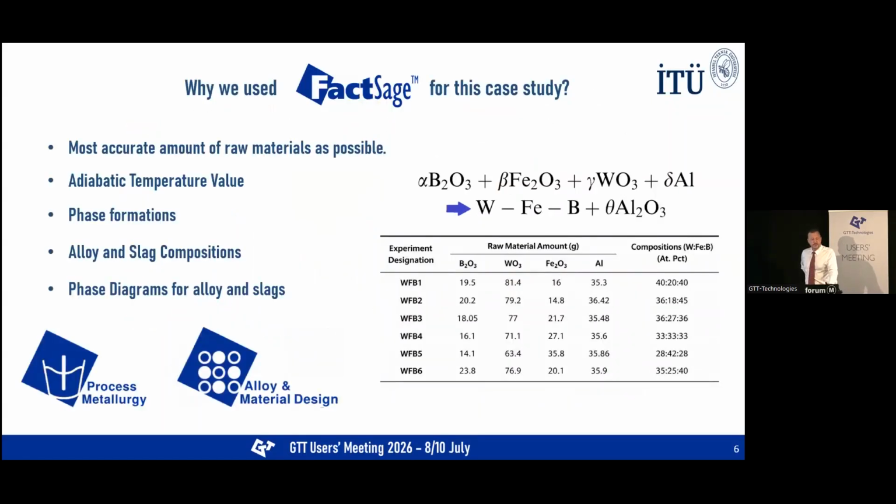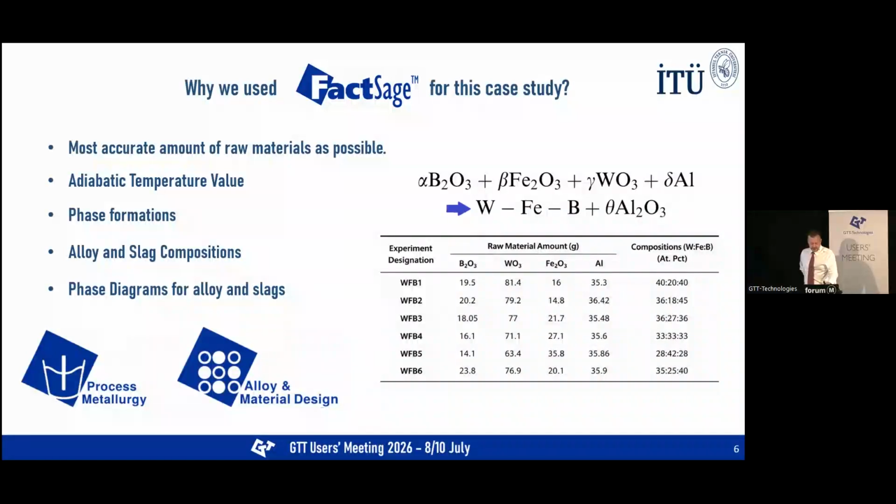Why did we use FactSage software for this case study? To be completely honest, the SHS process is not perfect, and it has some disadvantages. For example, when the reaction becomes too exothermic, it can be difficult to control. So we have to know what is going on before realizing the process. That's why we have to use thermochemical calculations, because there are many simultaneous reactions that have to be predicted.